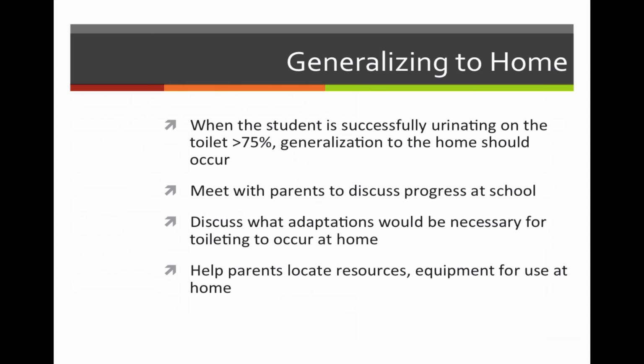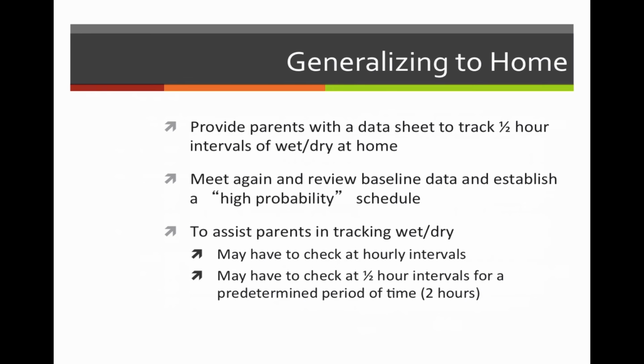Now, generalizing to the home: when the student is successful at urinating more than 75%, we're going to go ahead and generalize to the home. Meeting with the parents is going to be necessary, discussing what adaptations are necessary at home, and then helping parents locate resources and equipment. This can be a little more difficult. UCAT does quite a bit of stuff with adapting equipment, but you might find other things through the medical profession, having them talk with their doctor throughout this process to see what some resources might be for them.